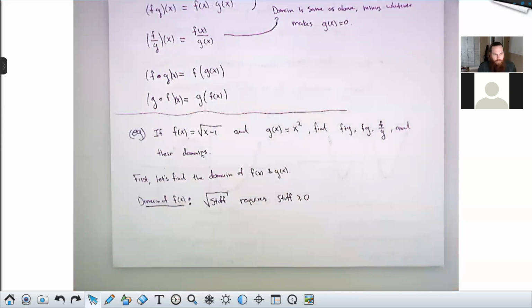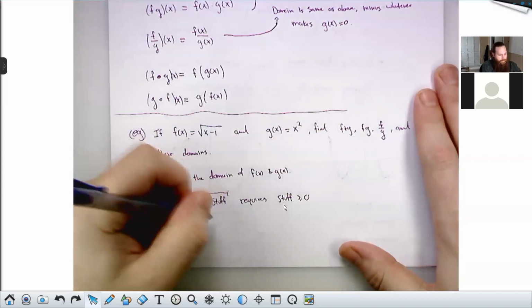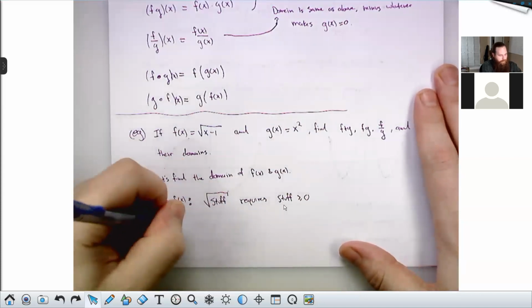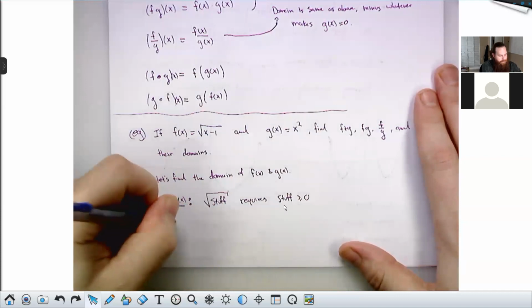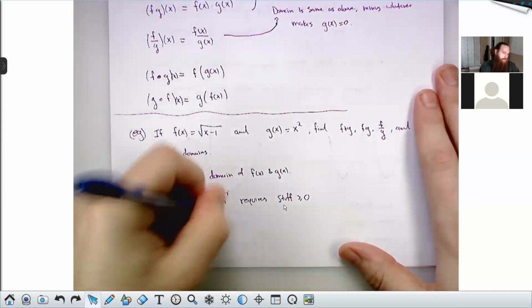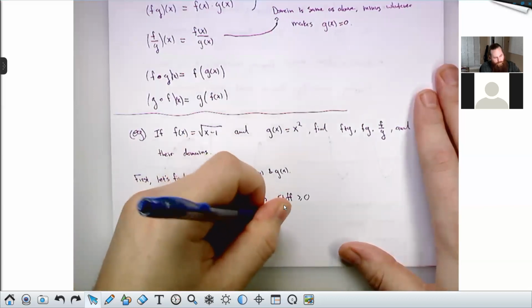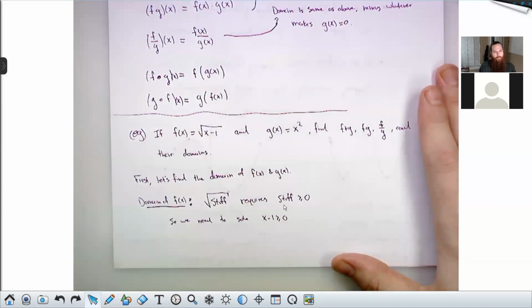Yeah, so the red flags are variables under even roots and variables downstairs. So here I do have some variable stuff under a square root. So the domain of f will be found by setting x minus 1 greater than or equal to 0.